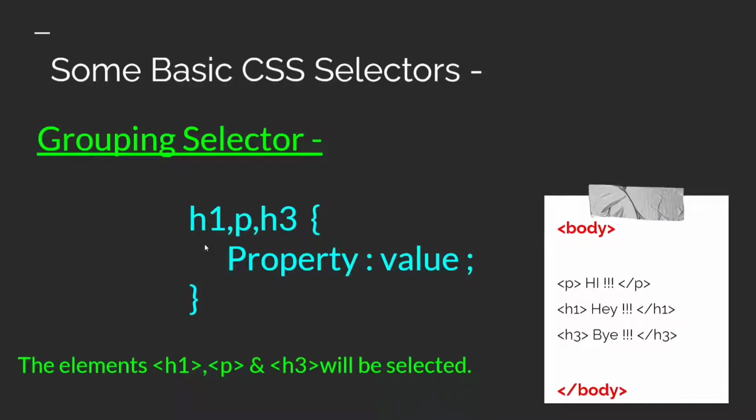Next one is a grouping selector. It works the same as the element selector, just we can apply the same property to different elements with the help of a comma. We can add more than one element together. For example, in this page we have a paragraph element, an h1 element, and an h3 element. So whatever style we provide here will affect these three.